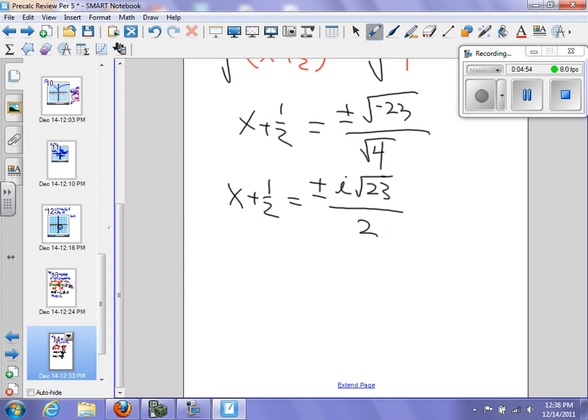And I'm solving for x. So now I'm going to subtract 1/2 from both sides: minus 1/2 from this side, and minus 1/2 from that side. So I will have x on this side is equal to negative 1/2 plus or minus i radical 23 over 2. Is that the answer? In the back of the page?